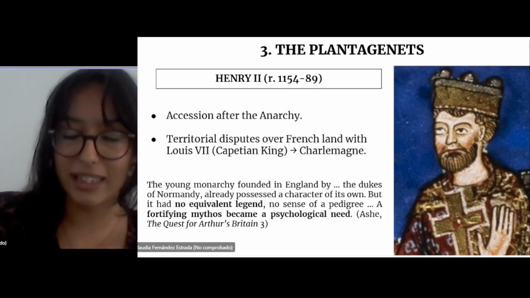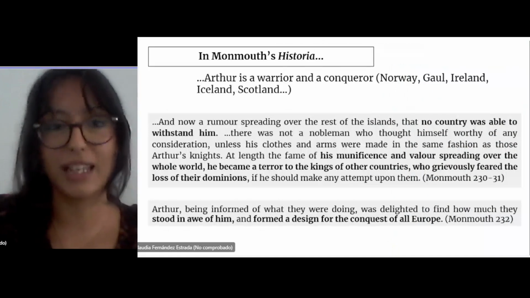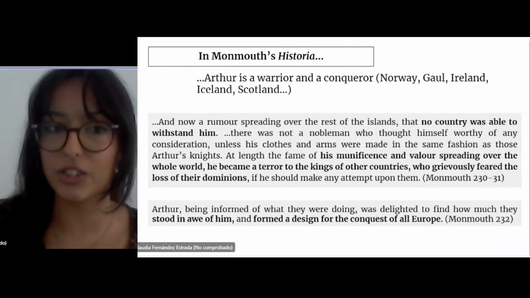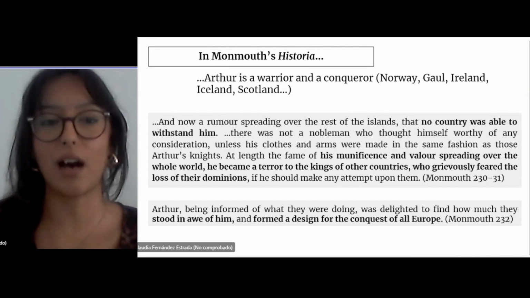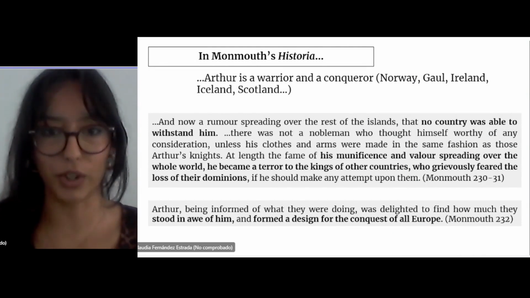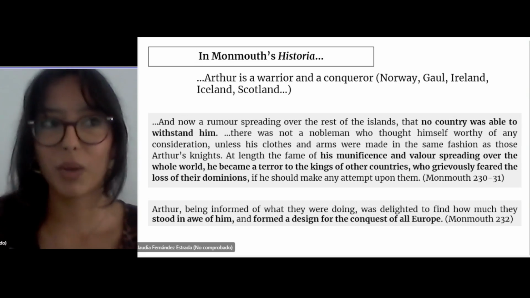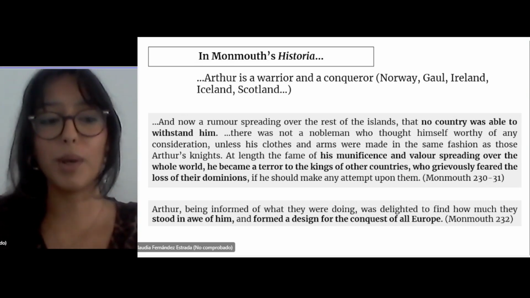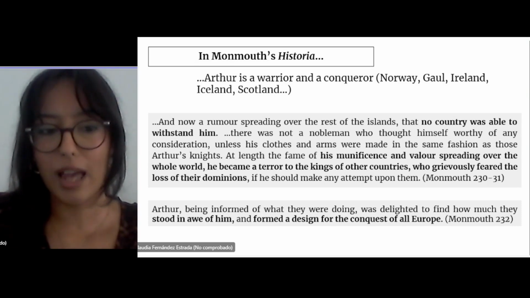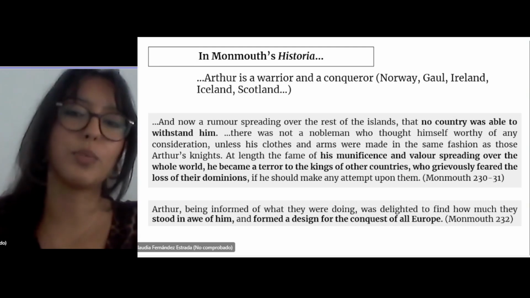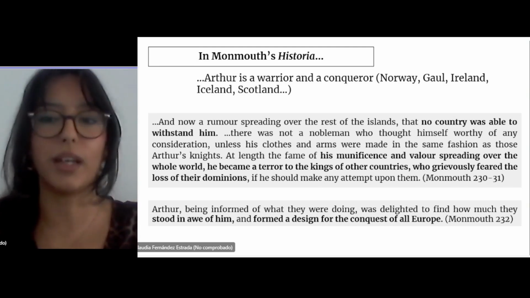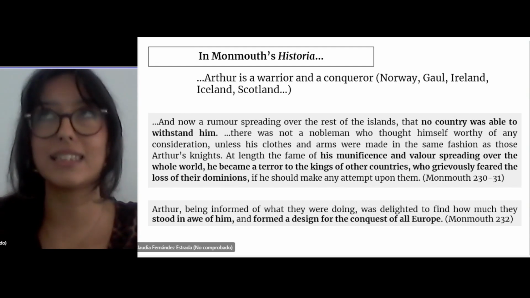And where did he find that? Well, in Monmouth's history, which had very recently been published and which depicts Arthur as a warrior and as a conqueror, we could say a little bit like Henry himself. So Monmouth tells us that everyone stood in awe of Arthur, and so Arthur formed a design for the conquest of all Europe, and he conquered Norway, Gaul, Ireland, Iceland, Scotland.